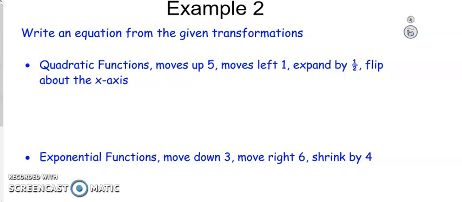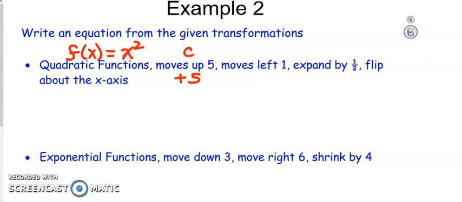With this first part, it moves up 5. Well, first off, for quadratic, we know quadratic means that it's going to be x squared. So we know that portion of it. That's our parent function. Then we know it moves up 5, so that's your plus 5 here. Remember, that's C. Move up and down, C.